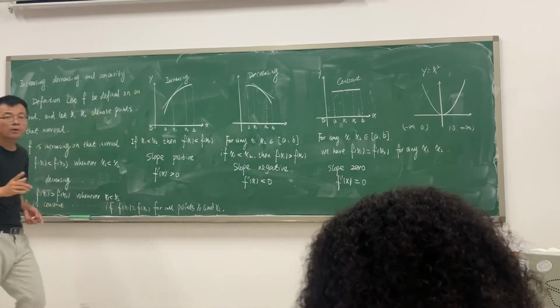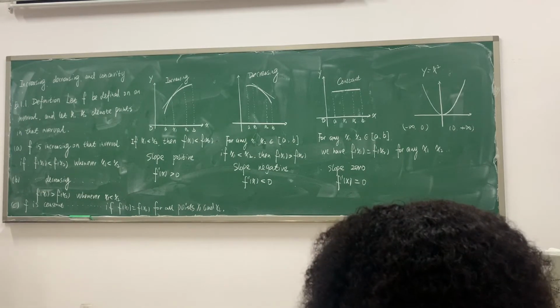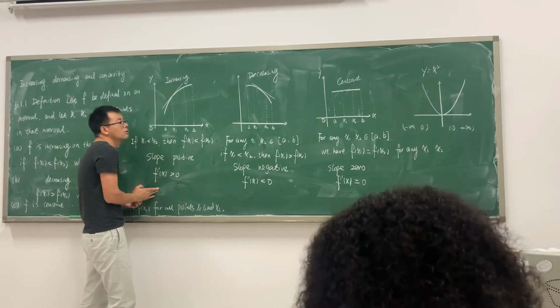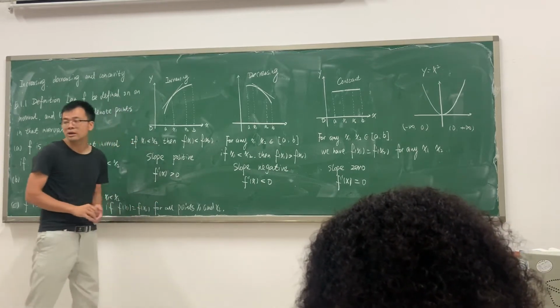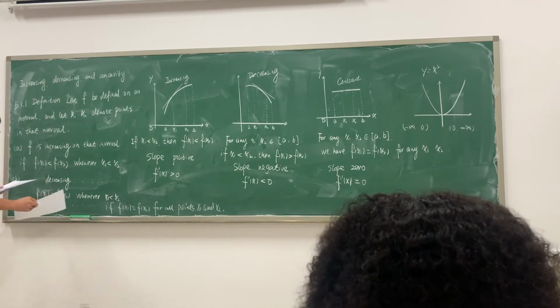So here we have a method, okay? An important method to determine the function is increasing, decreasing, or constant. So we use the derivative. So we have this result, okay? We have this result.